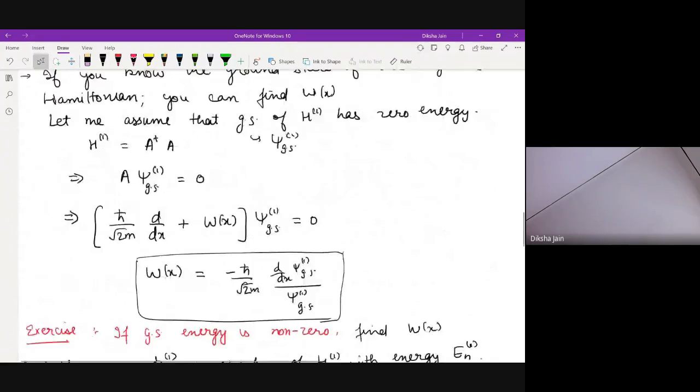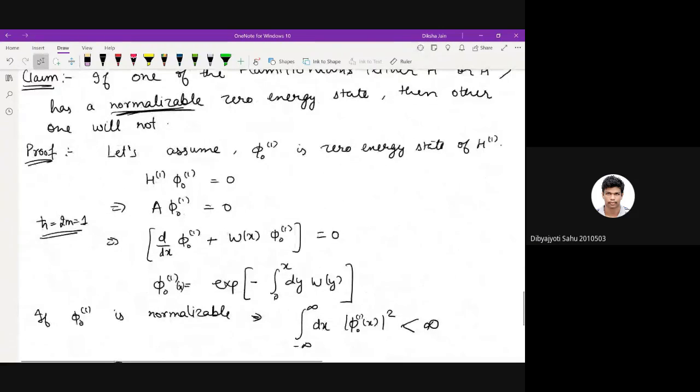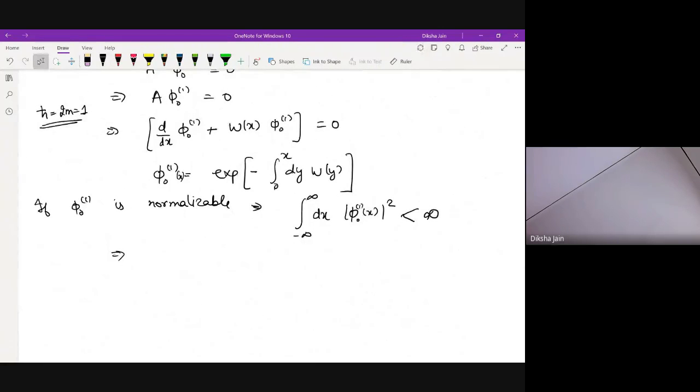Is it clear? Any other questions? Okay. So now I'm assuming that phi naught is normalizable. This means that the integral of phi naught mod square should be less than infinity. Since I am integrating from minus infinity to infinity, this means that as x goes to plus minus infinity, phi naught of x should go to 0, should fall off, because of the limits of integration.